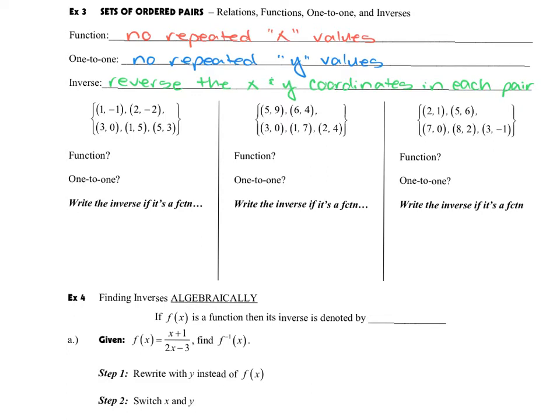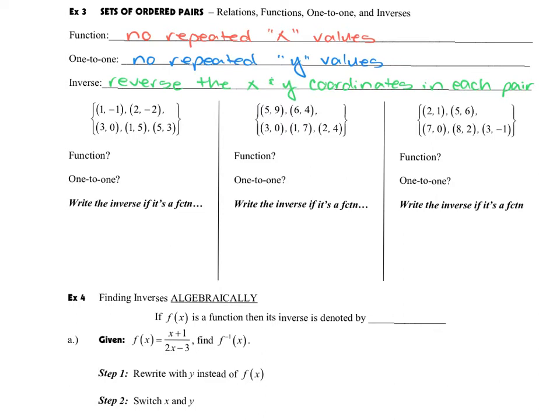So if we want to determine if a set of ordered pairs is a function, all we really need to do is confirm that there are no repeated x values. If we think about graphing this, if there was a repeated x value, that would mean that we would get two different y values and it would fail our vertical line test.